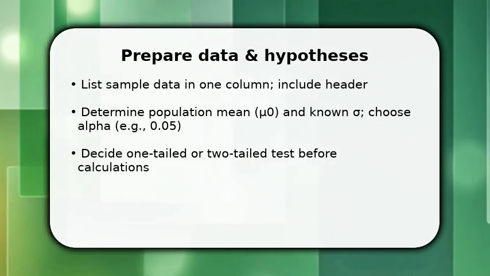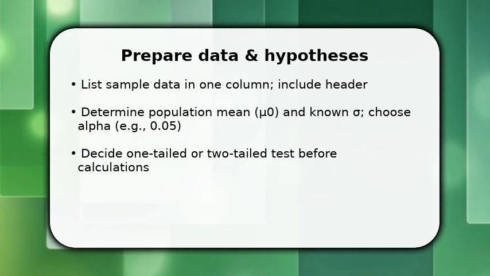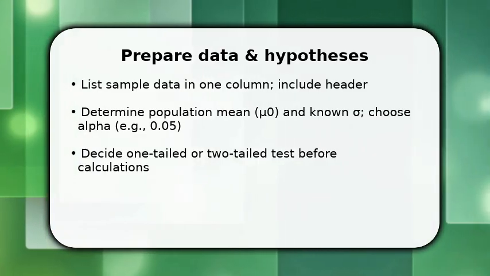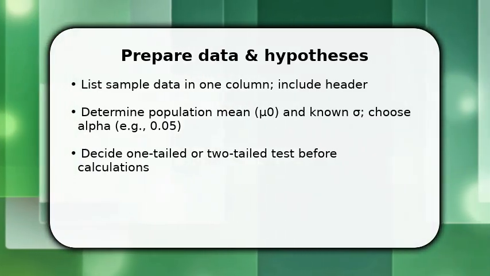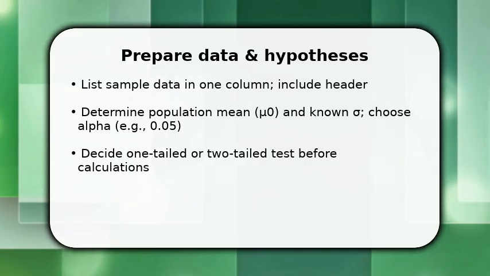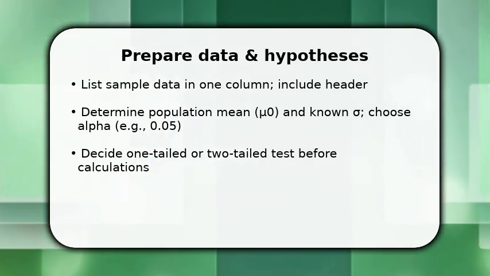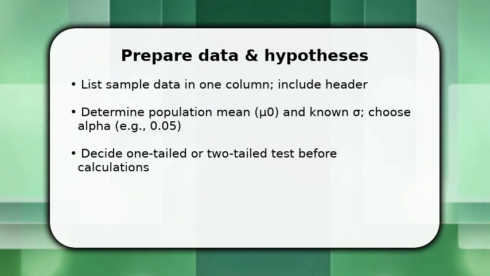Once done, set your significance level alpha and decide one-tailed versus two-tailed. This affects the critical z-value and the p-value interpretation. Make sure to note sample size n from the list. You will use it in the test statistic.